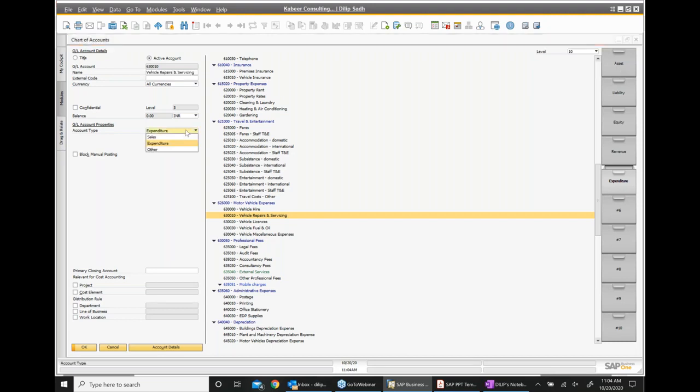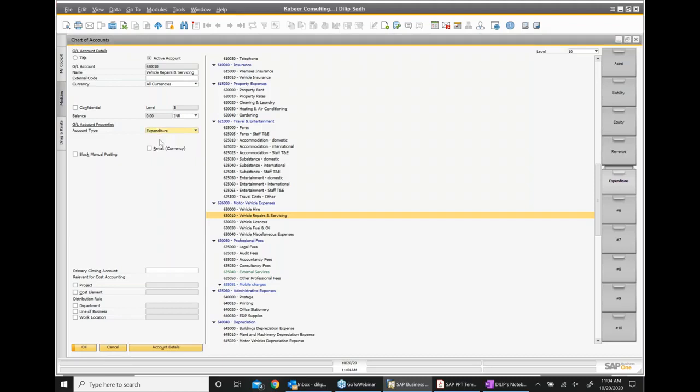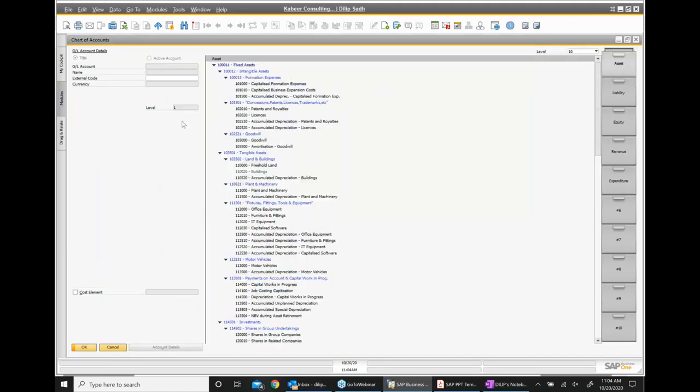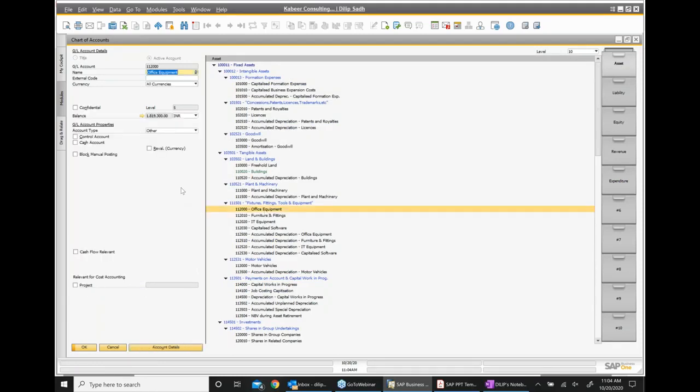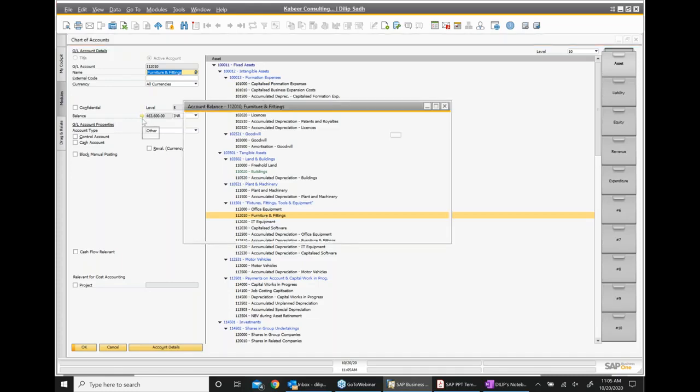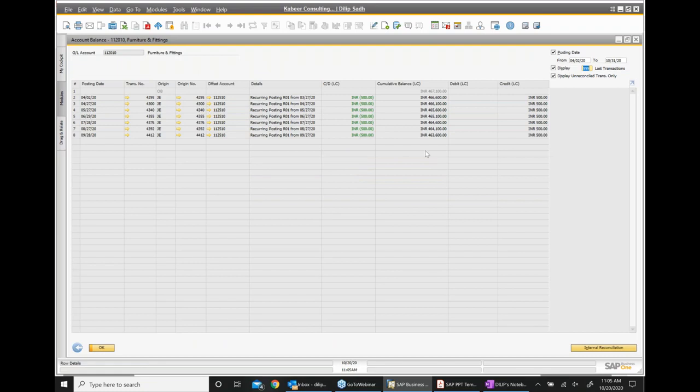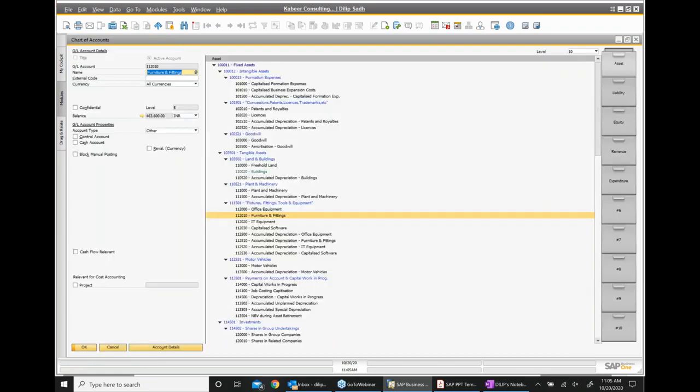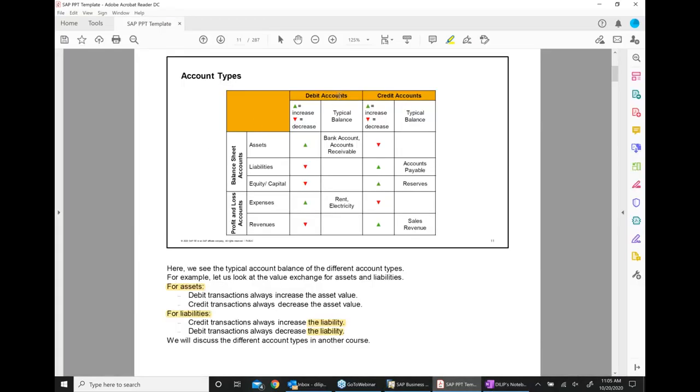And here we can have a different account type. This is assets. If you go to asset, these are different kinds of assets. I have office equipment. I have furniture. And for each of them, you can also get their balances. There's a balance by account. If I want to do furniture and fitting, I want to see the account, you can see that. So what we are saying here is that you can have different kinds of accounts.